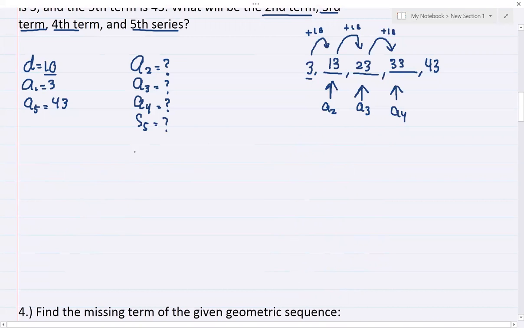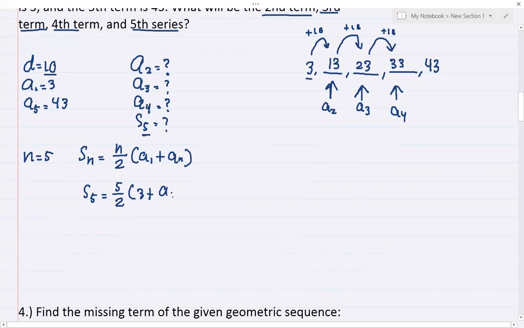So you can use the formula. The formula of the arithmetic series is S sub n is equal to n all over 2 times quantity a sub 1 plus a sub n. That's it. So if you're asked to find S5, then that means your n is equal to 5. Therefore, we will have S sub 5 is equal to 5 all over 2 times quantity a sub 1, which is 3, plus your a sub 5.